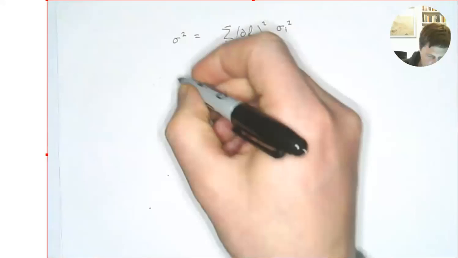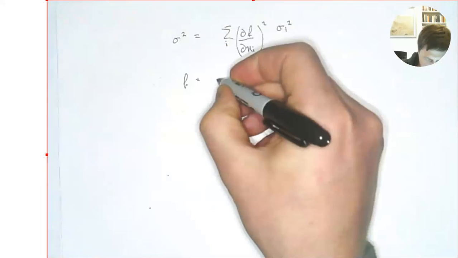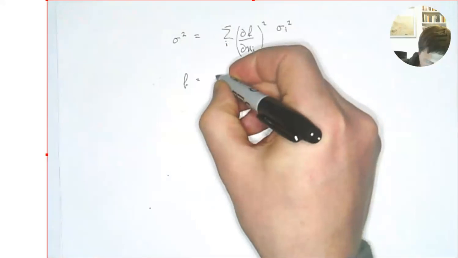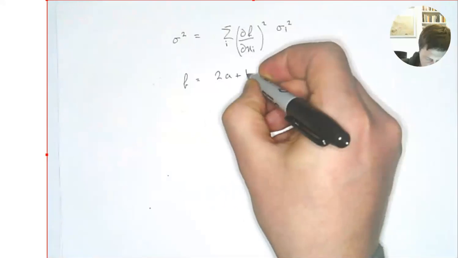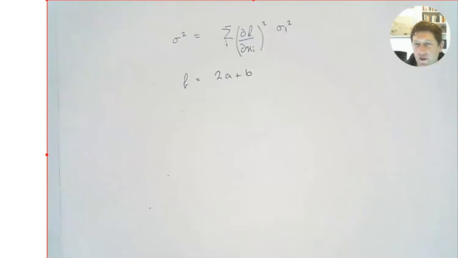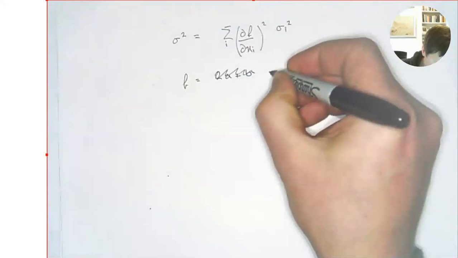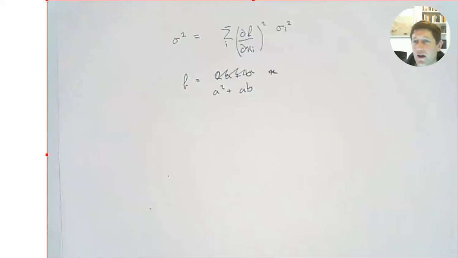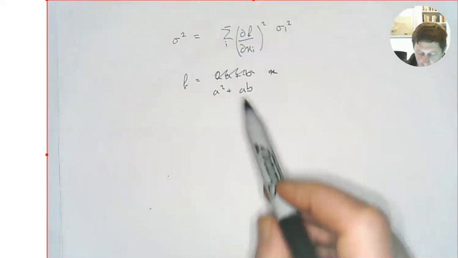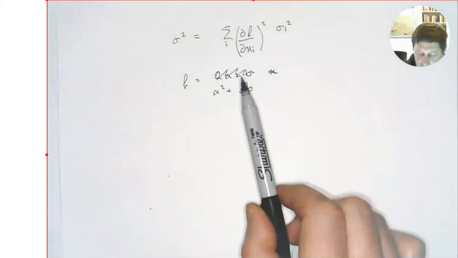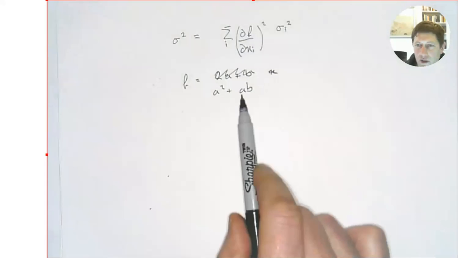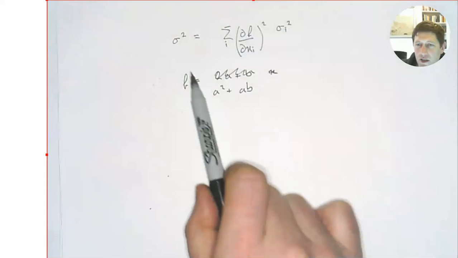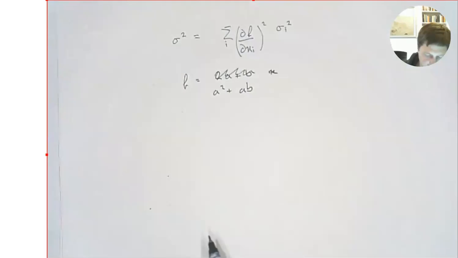So for a quick example, if we said our function was going to be 2 times a plus b, so we've measured our beans and that's what we want to find. Sorry, that wasn't the function I was meaning to write. If it's a squared plus ab, then we can see what the propagated error is going to be. We know the uncertainty in A and B is both plus or minus 1 millimeter. How accurate is our calculation for F going to be?